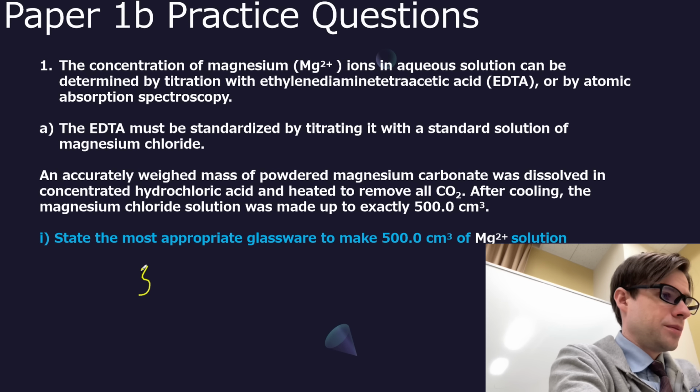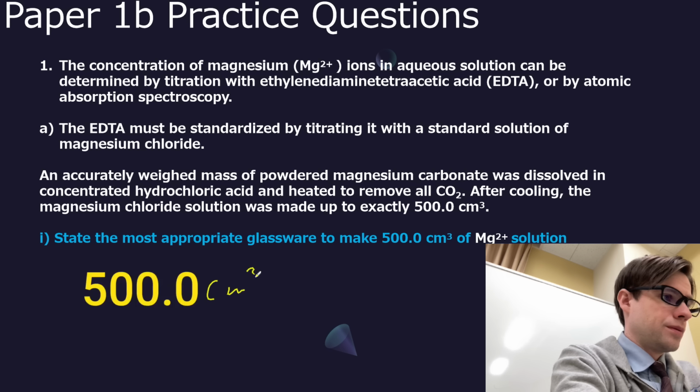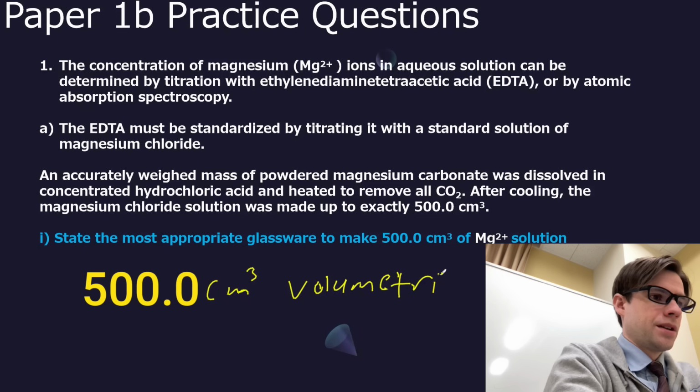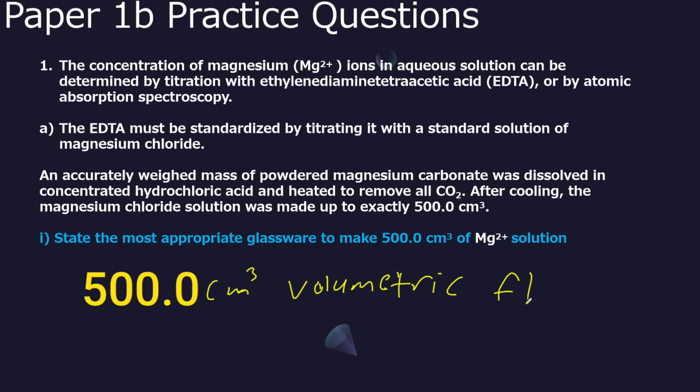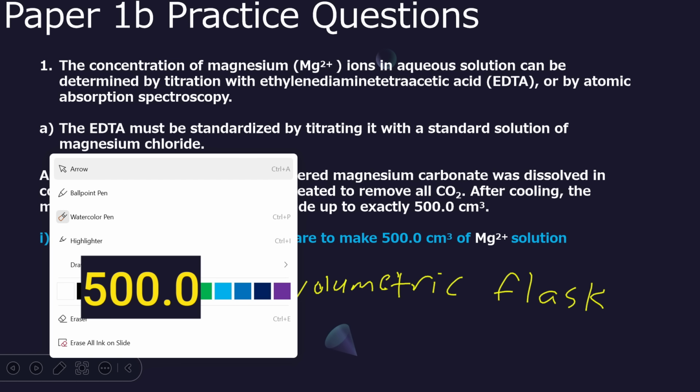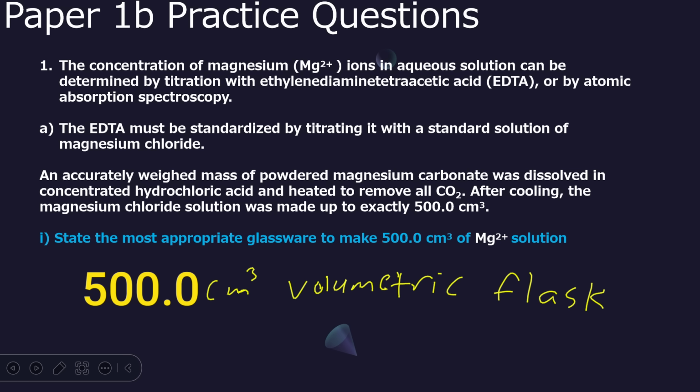So, 500 centimeter cubed volumetric flask. It's really the only answer here. Beakers are too inaccurate. You'd probably only get 1 or 2 significant figures, whereas we need to have 4 significant figures here. So that's just something you need to get used to by working with glassware in the lab.